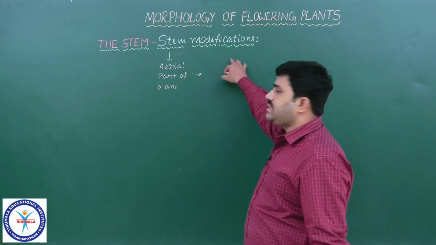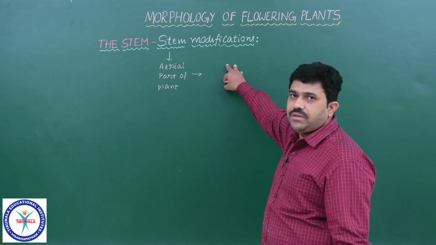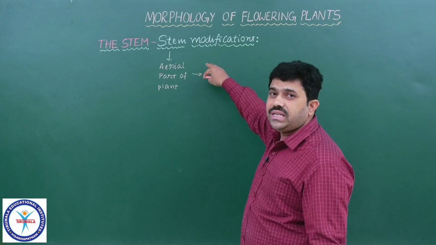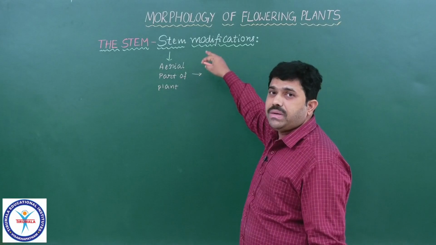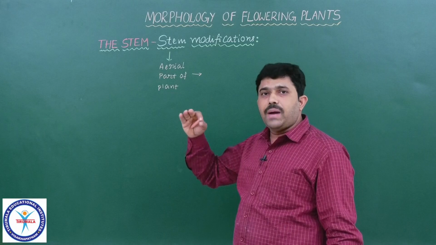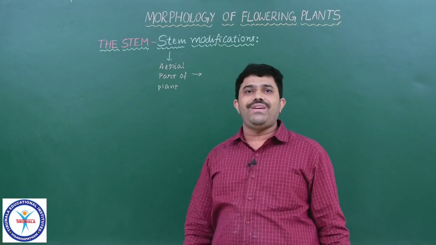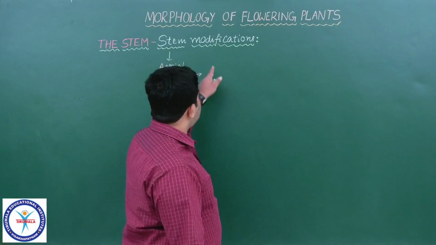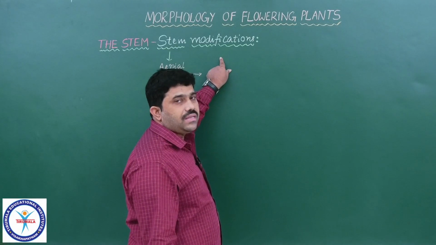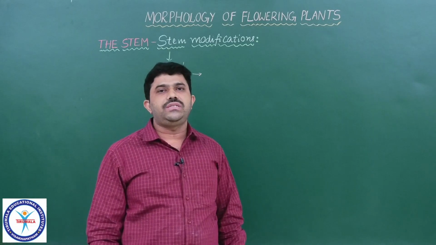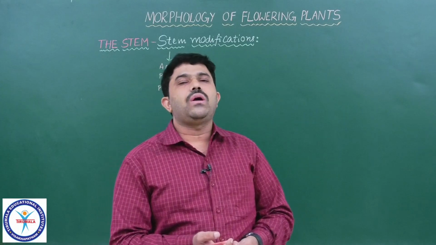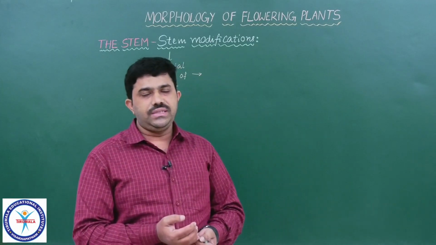But what happens to the stems in some plants? To overcome adverse conditions, which is very important for better survival and to adapt to the present environmental conditions, the stems in some plants get structural changes and different forms that we generally see. Those are called stem modifications, students.